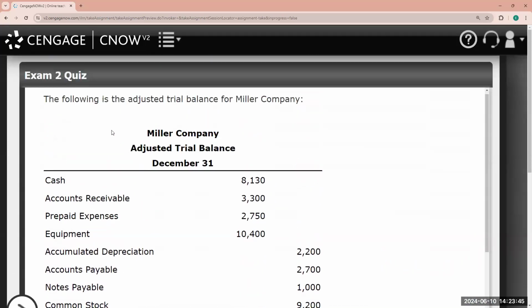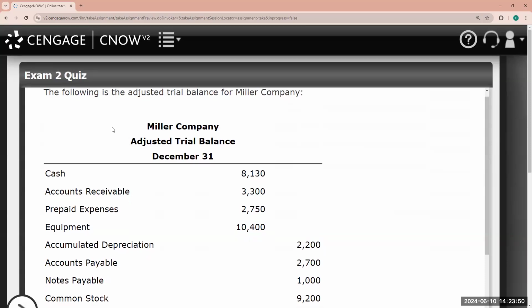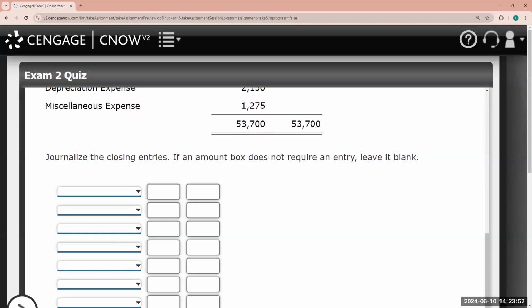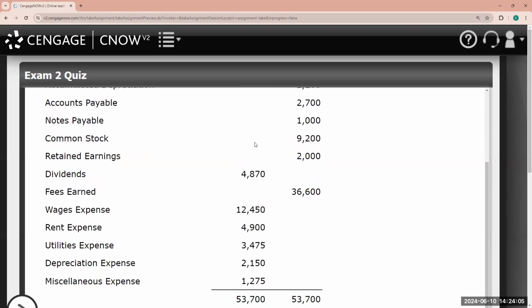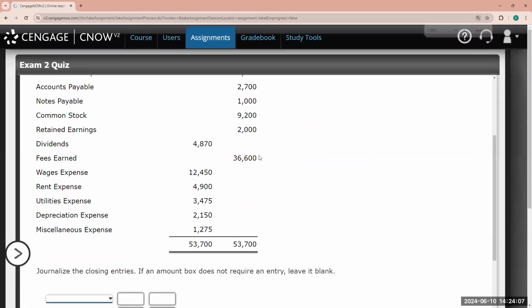All right, so in this example, it's now asking us the following is the adjusted trial balance for Miller Company. So in this example, it is asking us to journalize the closing entries and then to prepare the post-closing trial balance. So here we see we need to prepare the closing entry. And as we pointed out, the accounts that we will close out are our red accounts, R-E-D.